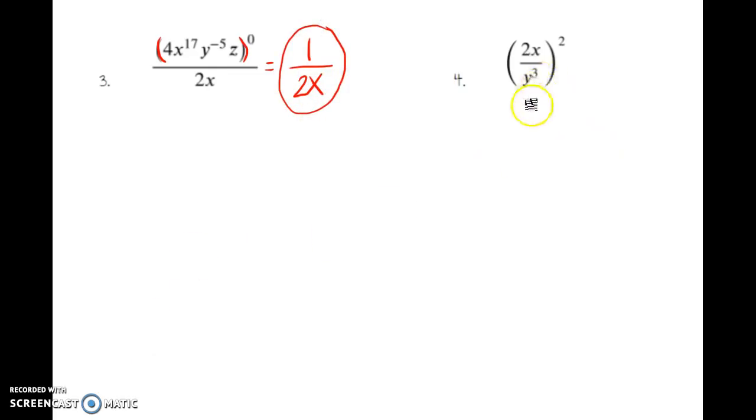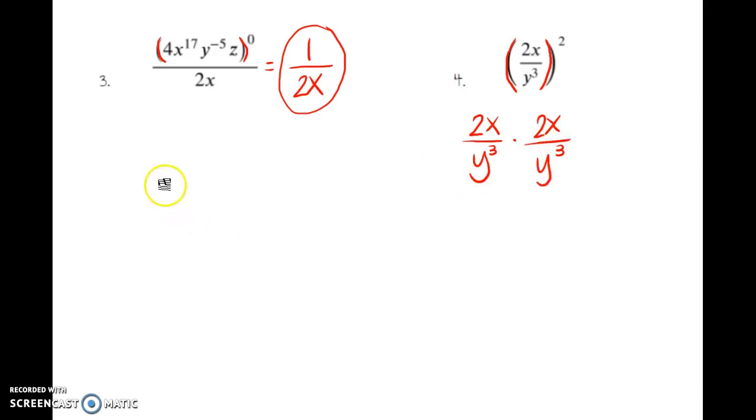Number 4, here's something a little bit different. Here we have a fraction being raised to a power. Well, if in doubt, expand it out. That's what we keep saying. So in my opinion, the best way to figure this out is okay, my exponent is 2, it's touching parentheses. So everything in the parentheses here is the base. So to square it, that means you're going to take 2x over y cubed times 2x over y cubed.